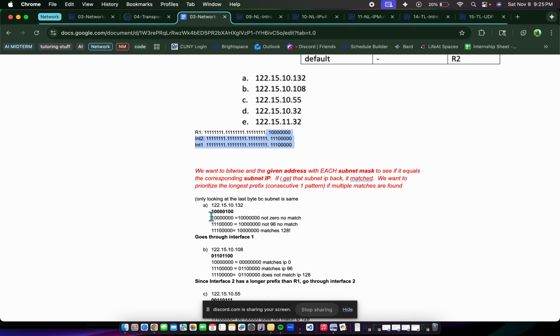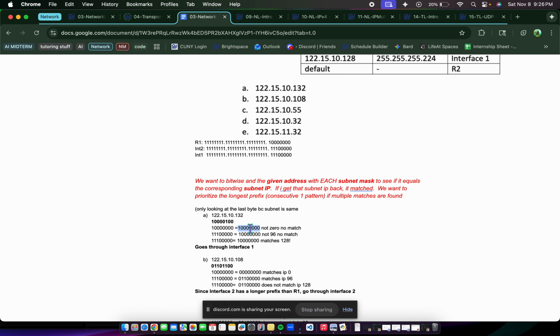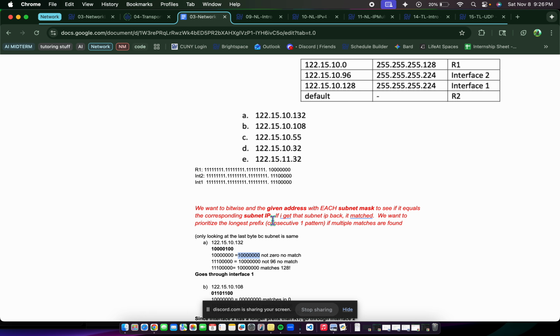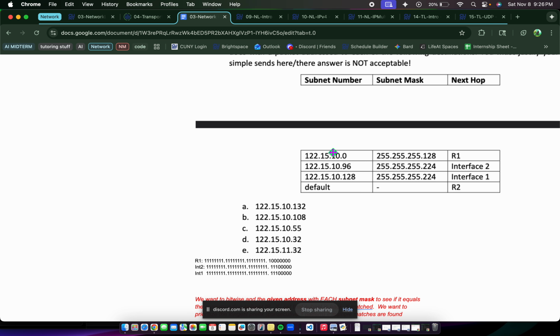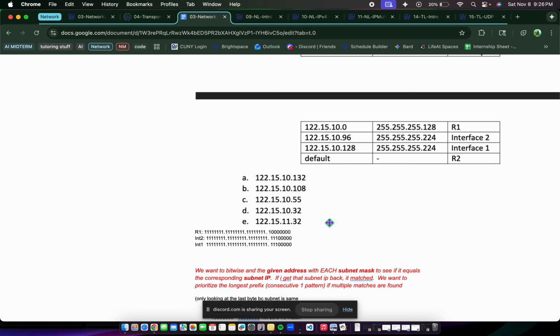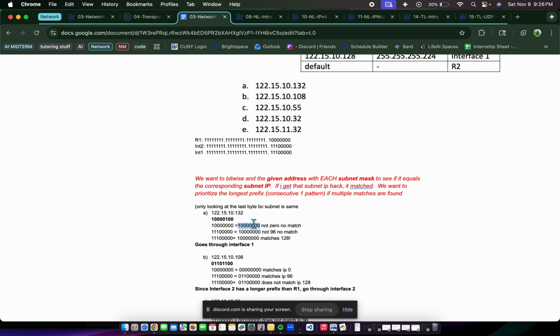So first things first, I'm going to bitwise AND my 132 with my first mask, which comes from R1. Okay, I get this, right? This would get me 128 if I were to convert it back. Now I have to see, does this match its corresponding subnet number? 122.15.10, my last byte is 0. Well, this is not 0. This is 128. This is not a match. Let's go to my next one.